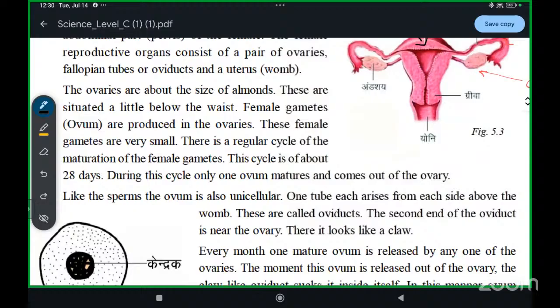These female gametes are very small, and there is a regular cycle of the maturation of the female gametes. The cycle is of 28 days. During the cycle, only one ovum matures and comes out of the ovary. Like the sperm, ovum is also unicellular. The sperm and the ovum, the egg, are both single-celled organisms, unicellular in nature.